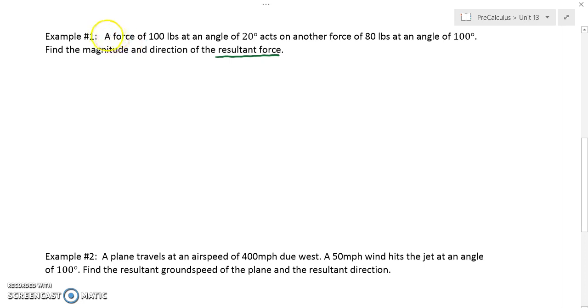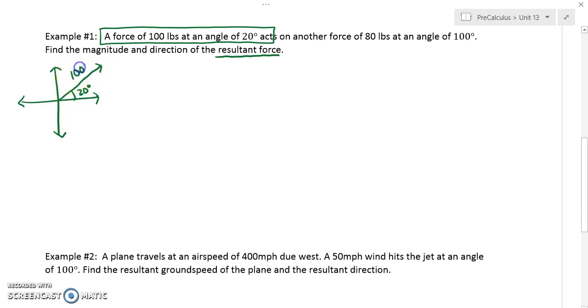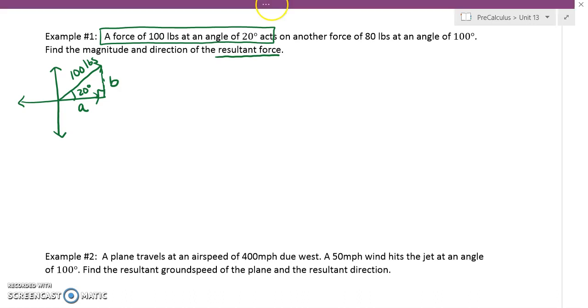So I'm going to draw the first vector. It says a force of 100 pounds at an angle of 20 degrees. So image wise, I'm going to just draw it out. I see an angle that's 20 degrees. The magnitude is 100 pounds. And I'm just going to drop that triangle down, and I know that this is my A and this is my B. So what we need to find is our X components and Y components, and then we can figure out what the vector is.